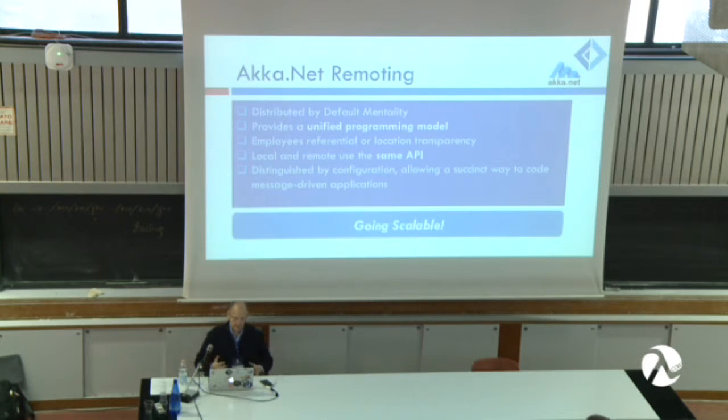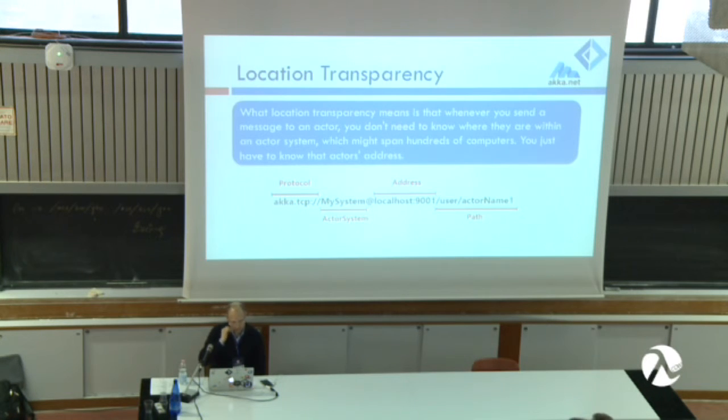Remoting. Remoting is the key to writing distributed systems. In Akka, you can send messages locally or remotely using exactly the same API and keep it transparent to the user. It really provides a unified programming model. This concept is called location transparency. Location transparency means that whenever you send a message to an actor, you don't need to know if that actor is local or remote in the network. You just send a message. And this is the secret to scaling up or scaling out your system.